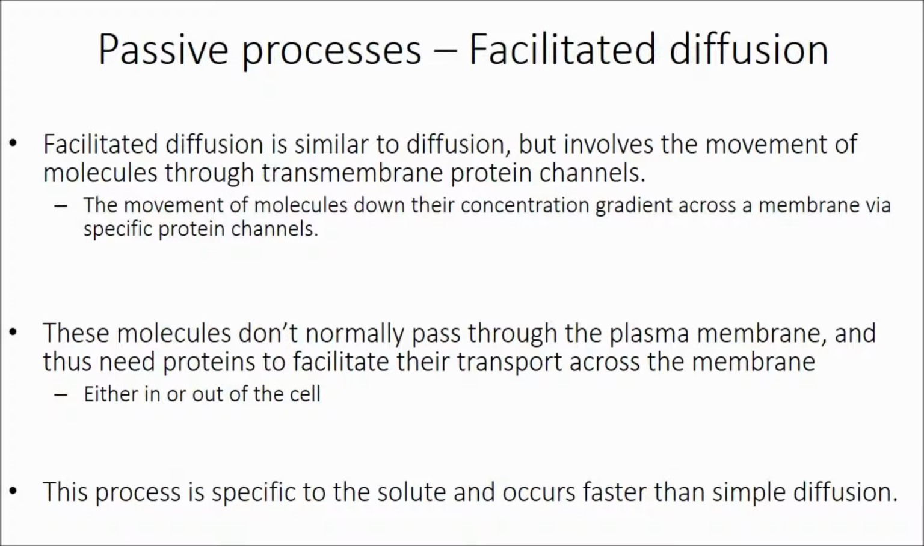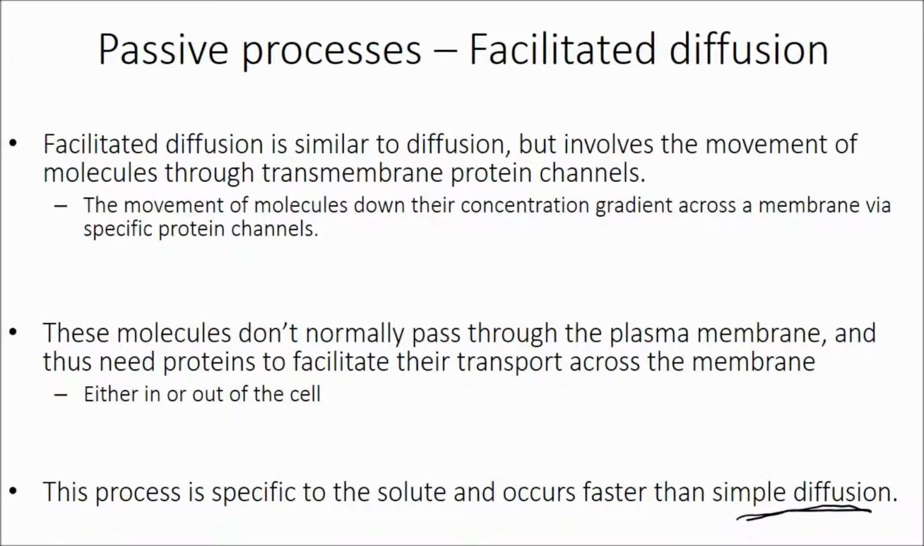The movement of these molecules is again down their concentration gradient via specific protein channels, likely transmembrane proteins. These molecules don't normally pass through the plasma membrane and thus need proteins to help facilitate their transport across the membrane. This can be either into or out of the cell. This process is specific to the solute itself and usually occurs faster than simple diffusion. When we're talking about simple diffusion, we're really just talking about the broad concept of diffusion as molecules move down their concentration gradient.